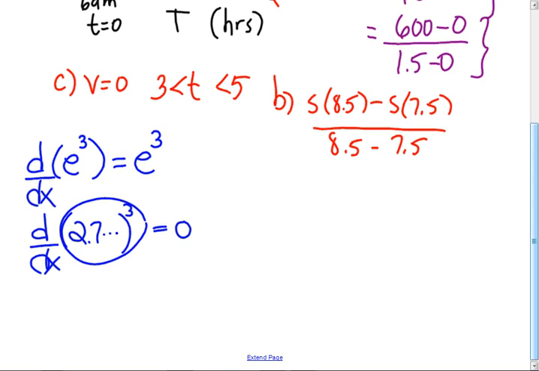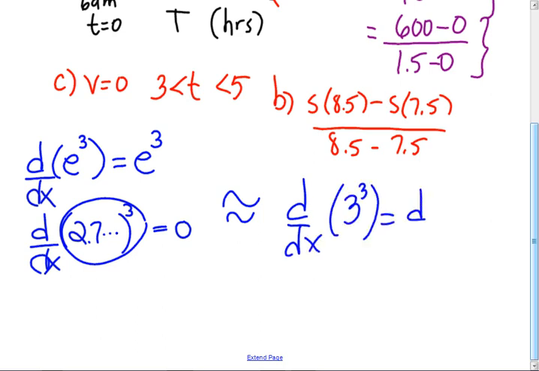See why it's important to do some of the little problems? It doesn't matter. It's a number. It's approximately, now I'm going to make my approximately big. It's this, the derivative of 3 cubed. Well, that's the derivative of 27. What's the derivative of a constant? 0. So you see why you don't want to memorize? You've got to understand. Casey?